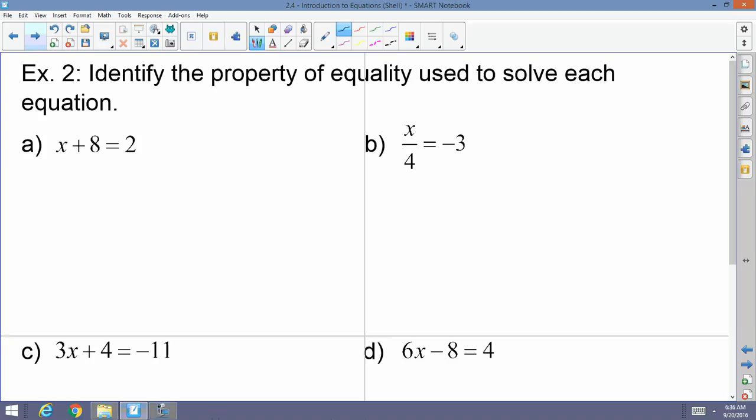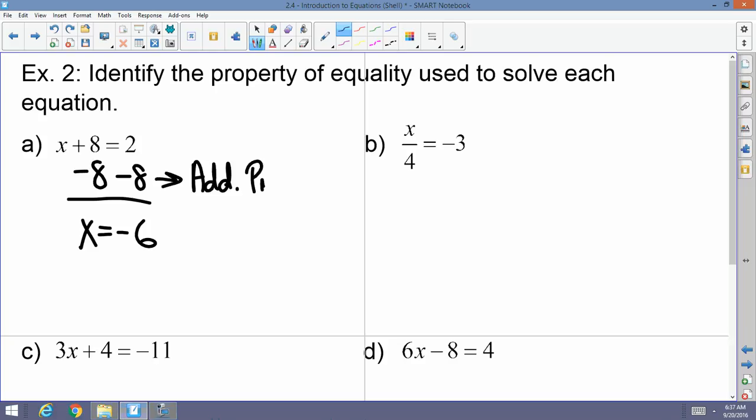So here for A, I have x plus 8 equals 2. So I'm going to subtract 8 from both sides, and x will equal negative 6. And the property that I used here was the addition property of equality. Why? Because I subtracted 8 from both sides, so I added a negative 8 to both sides because of the addition property of equality.